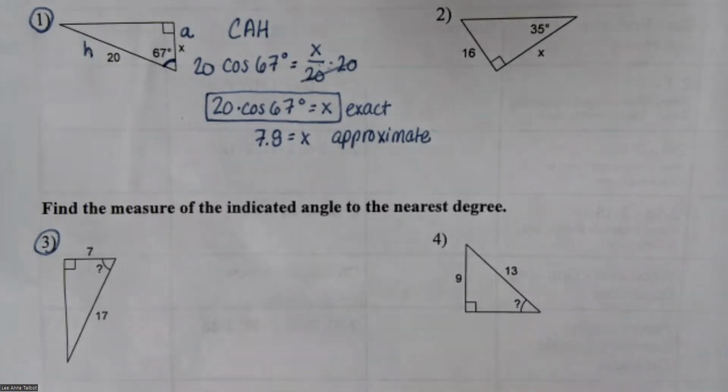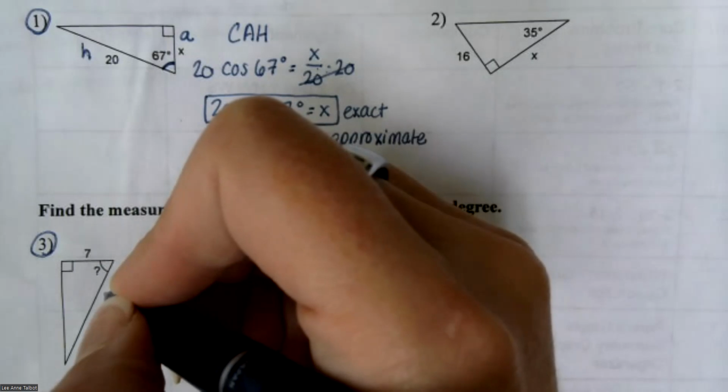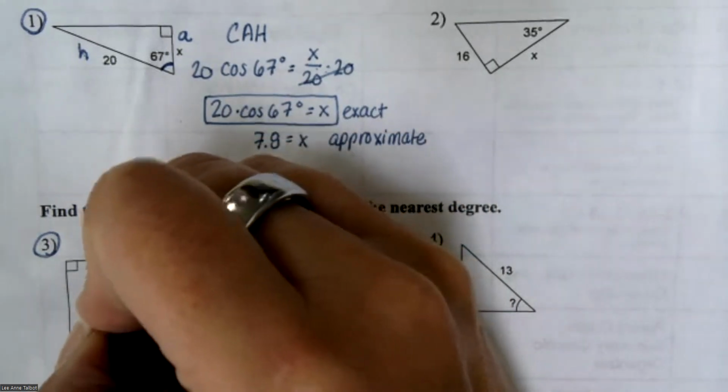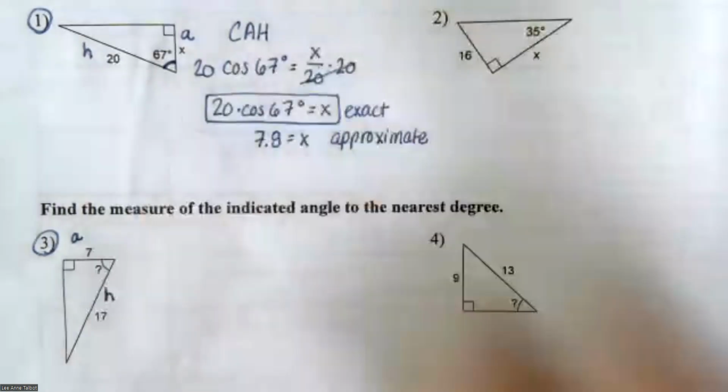Okay, number 3. Is it cosine again? I think it is. 17 is hypotenuse. 7 is adjacent.